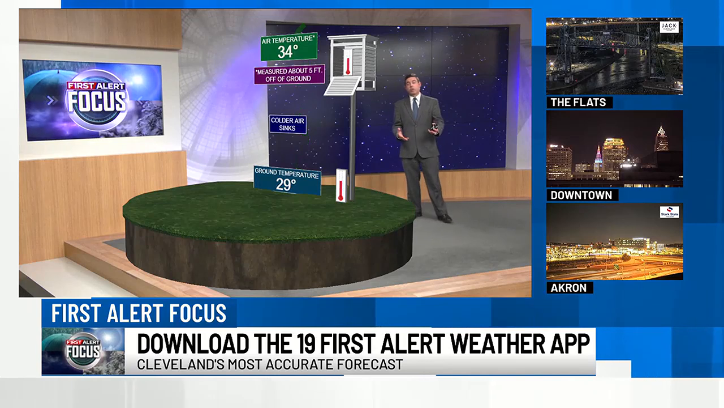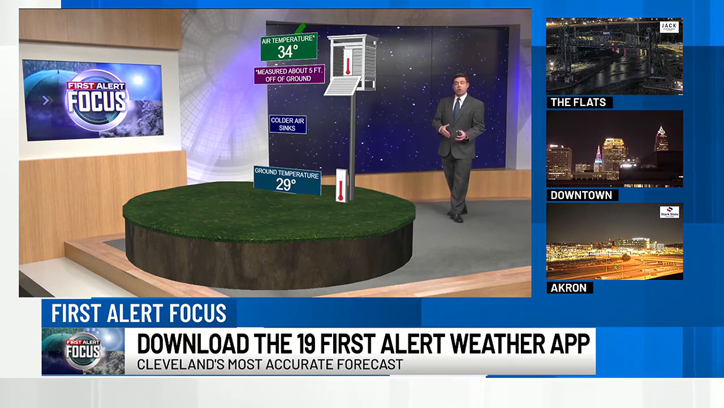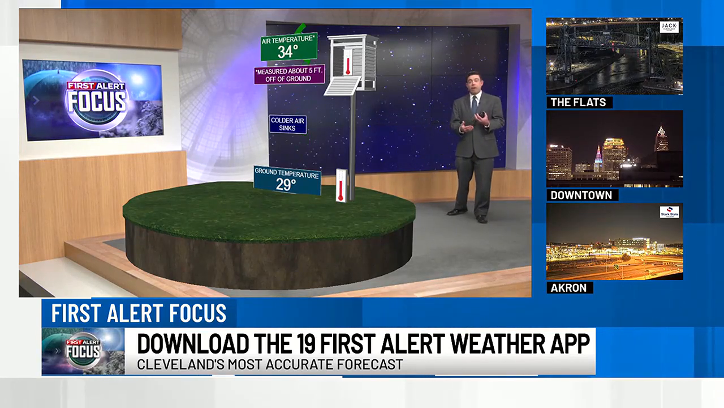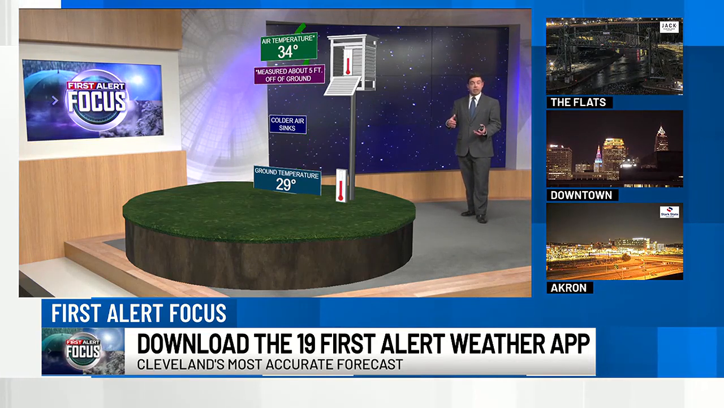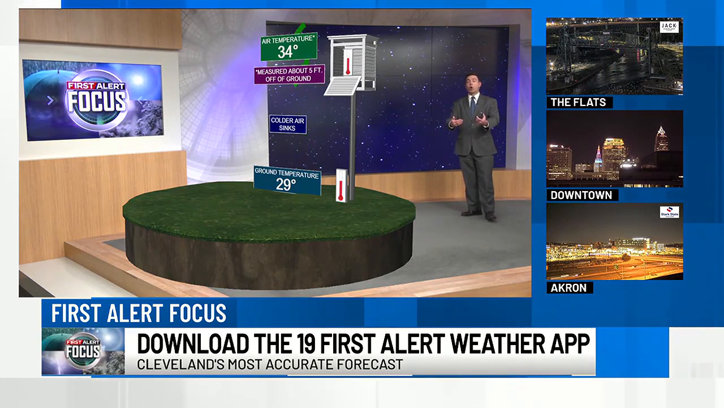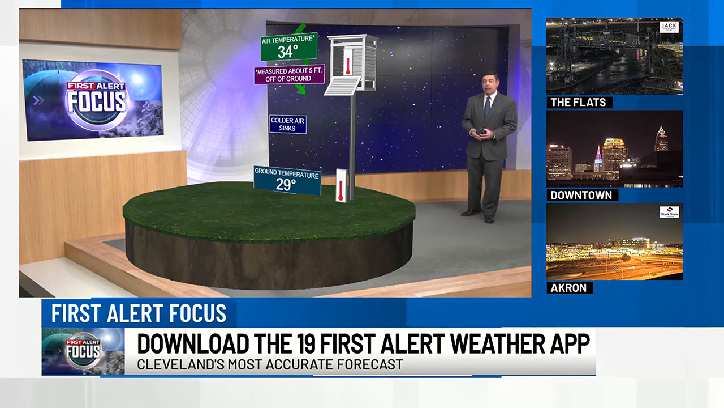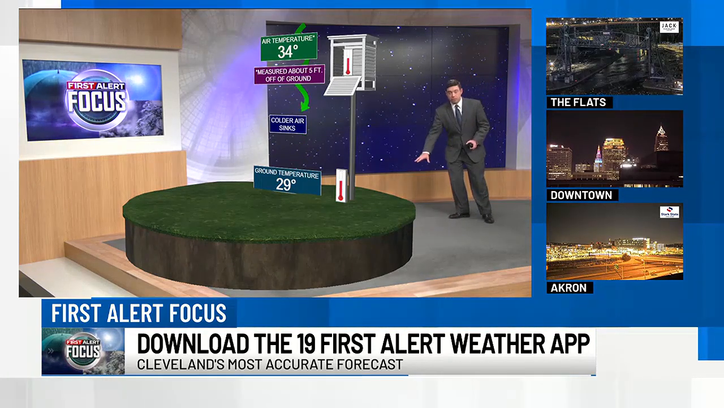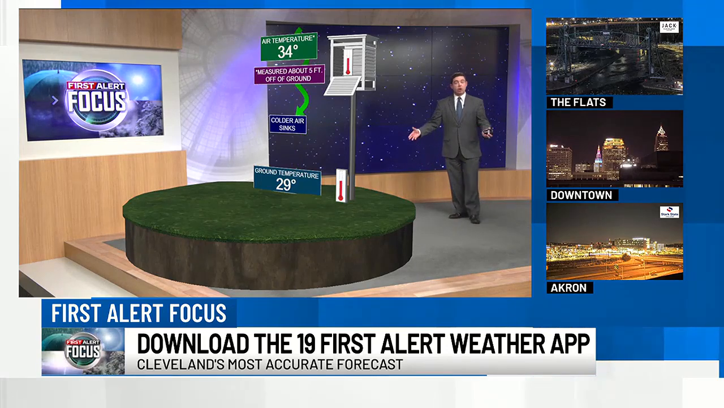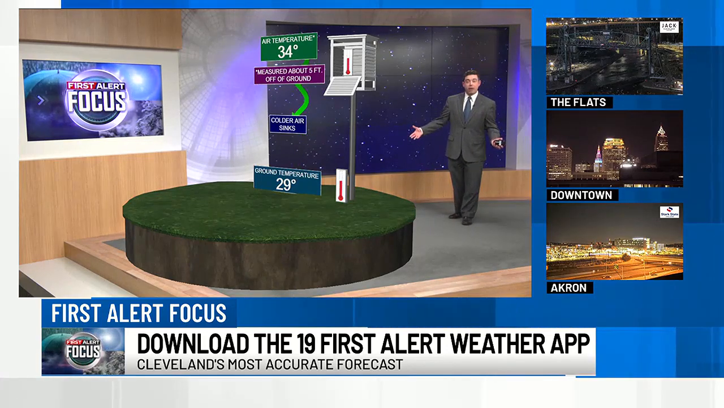Well, it has to do with where your thermometer actually is. Thermometers are generally placed about 5 feet above the ground. So the air temperature on the thermometer may be reading 34 degrees, but we know that colder air sinks. And so even if the air temperature is 34 by that thermometer, the actual temperature at the ground can be as low as 29 degrees, so about 5 degrees colder.